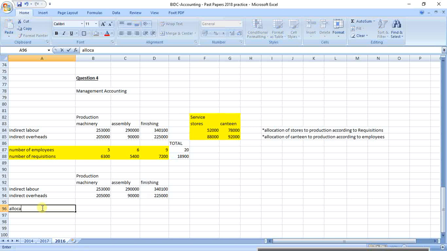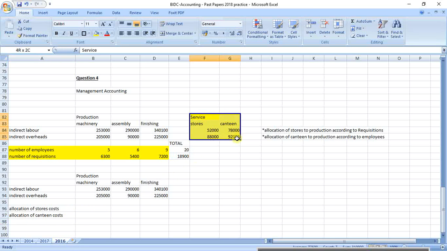Okay, allocation of stores costs and then allocation of canteen costs. Right, so what must I do? I need to allocate this over to that.